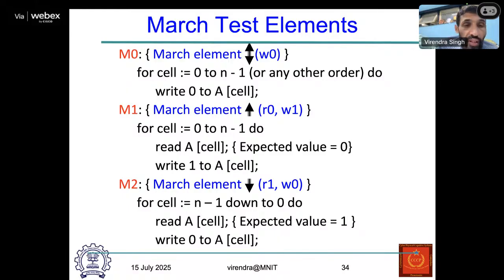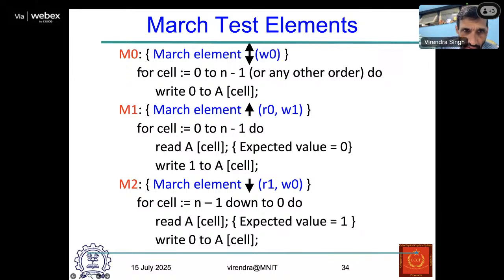It's already 11 o'clock. So I guess I gave you an idea of how we can test the stuck-at faults. So a 4n kind of algorithm is good enough to test all stuck-at faults. If any cell is faulty with a stuck-at 0 or stuck-at 1 fault, it can uncover that.